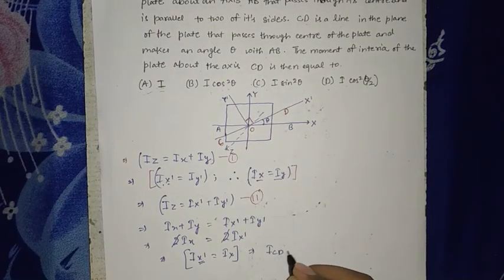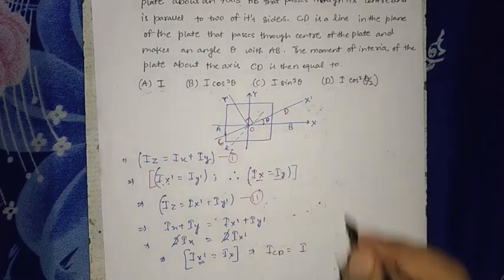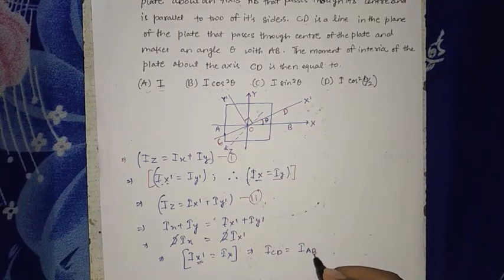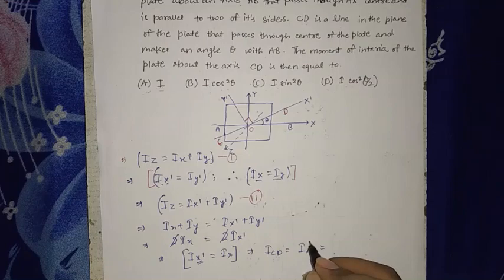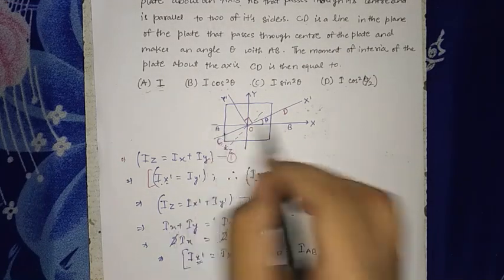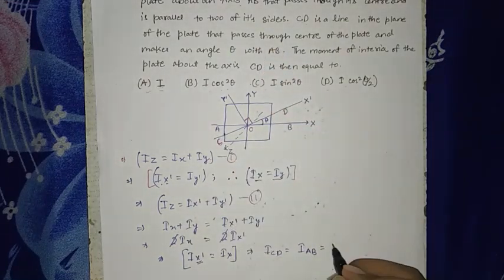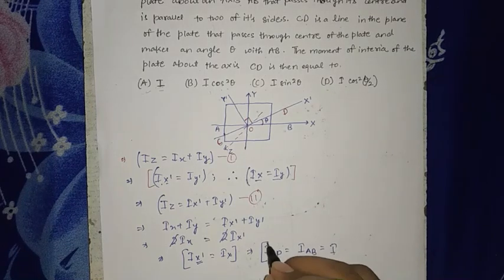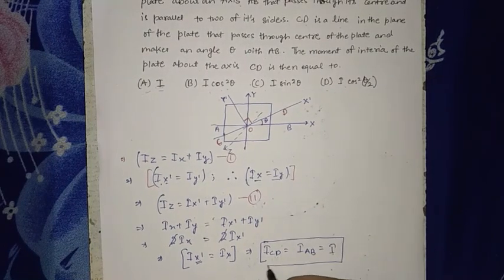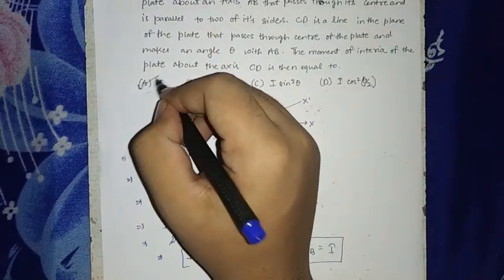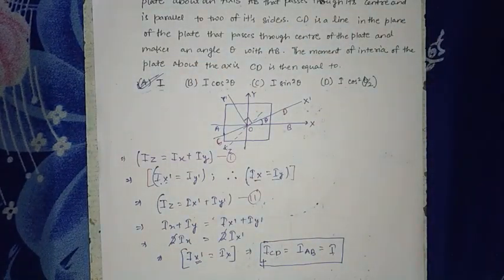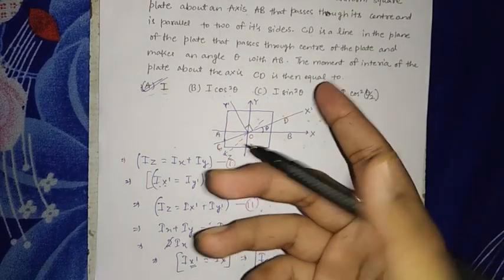So ICD is equal to Ix, that is IAB, and we know that the moment of inertia of a square plate about the AB axis, which is given in the question, is I. So ICD is equal to IAB is equal to I. So our first option, I, would be the correct answer. So in this video we have used various concepts of moment of inertia such as the perpendicular axis theorem, symmetric figure concept, etc. So now we will move on to our next question.